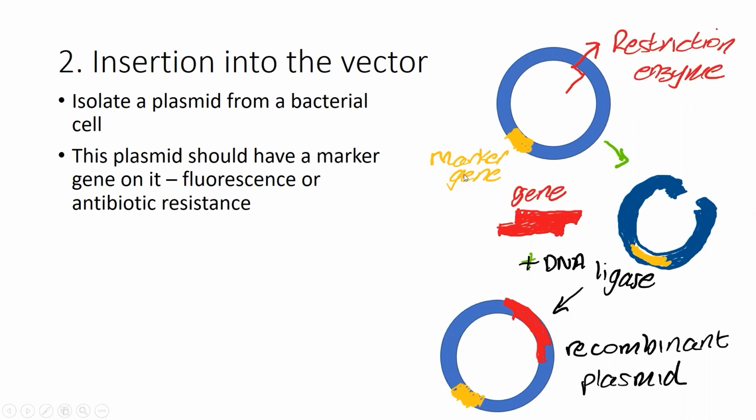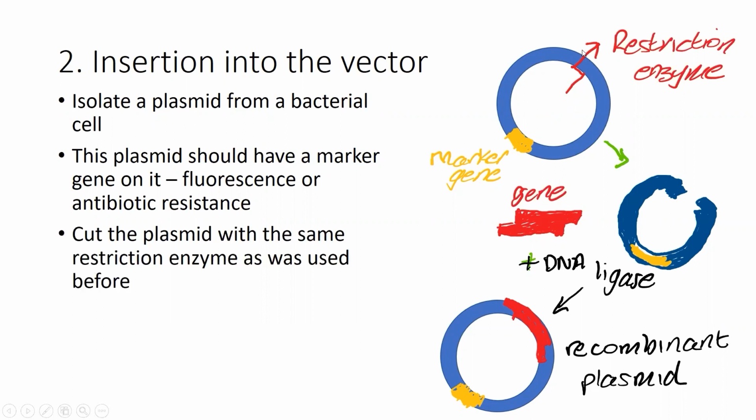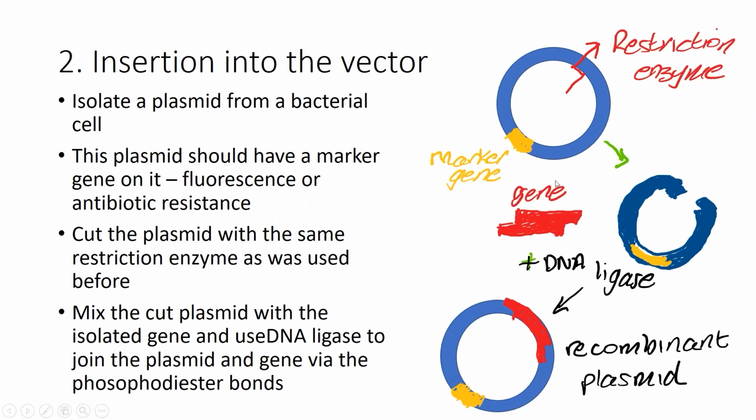You are expected to know their function. We'll come to that in a minute. And then you have a space on the other side where your restriction enzyme will cut. So the idea is that we're going to cut the plasmid with the same restriction enzyme that we used before to isolate our gene. We're then going to mix our cut plasmid with its sticky ends with our gene with its sticky ends, and they should go together with a complementary base pairing.